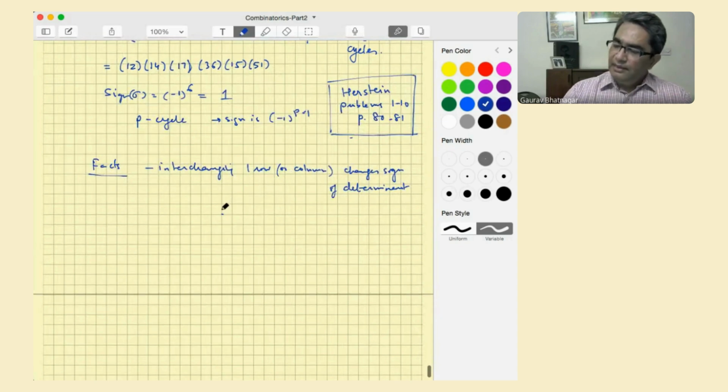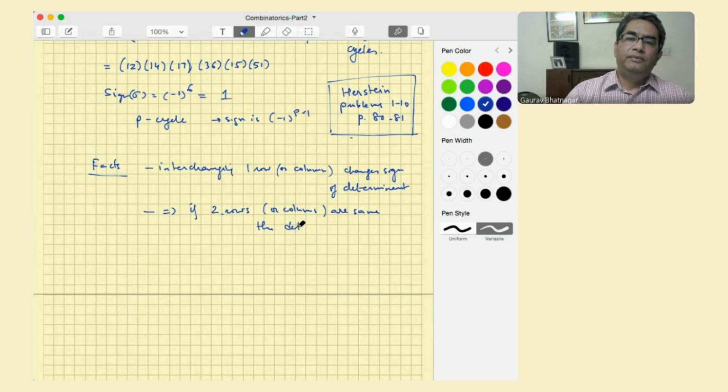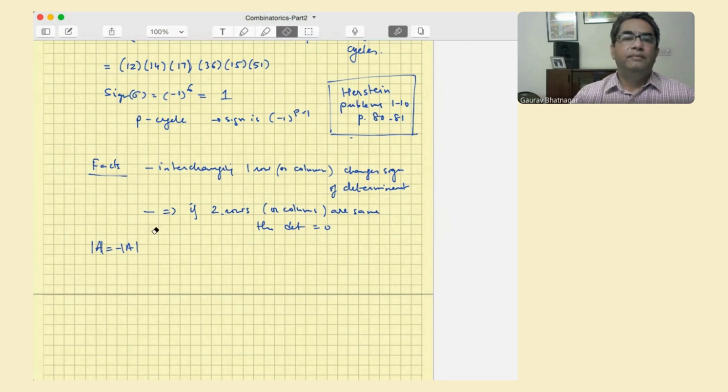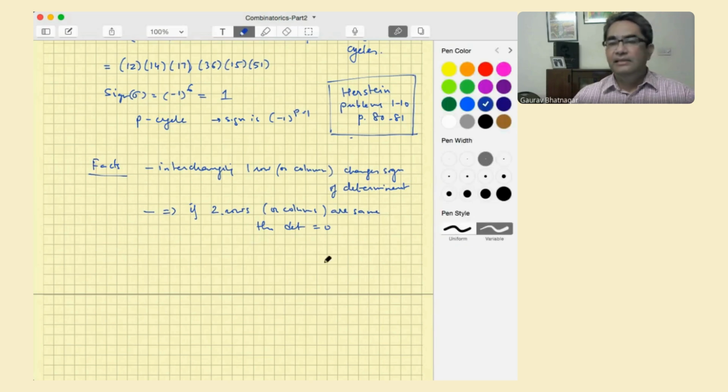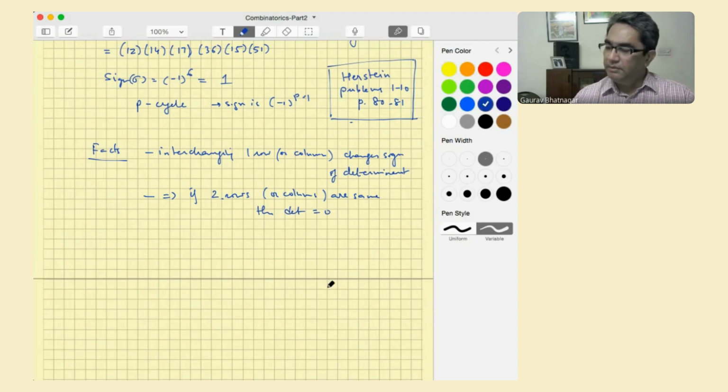And this implies that if two rows or columns are the same, then the determinant is 0. Why does this imply that? Because interchanging changes the sign, so you get det A equal to minus det A if they're the same, which implies det A is equal to 0. This is a very useful thing to know about the determinant.